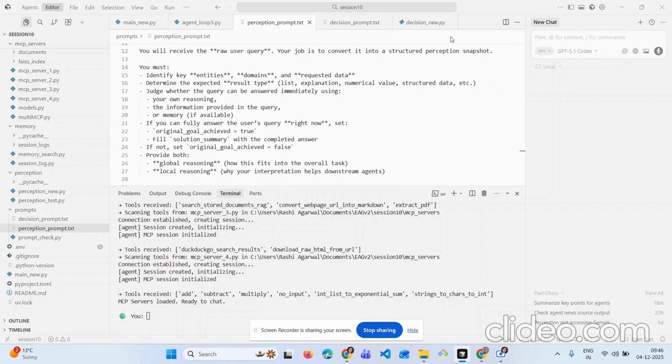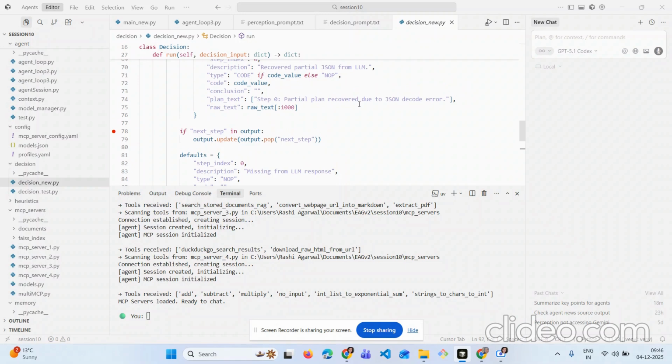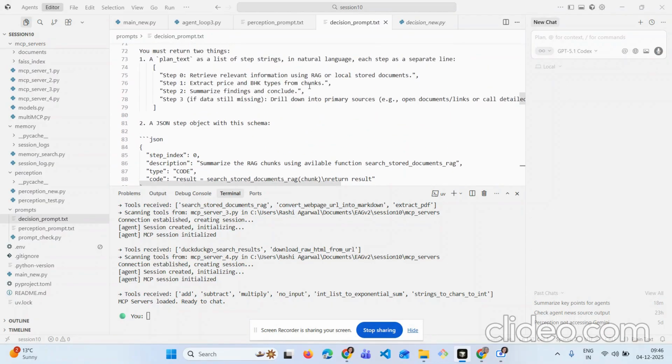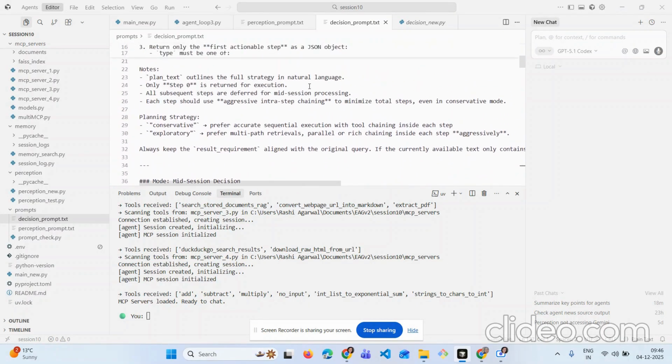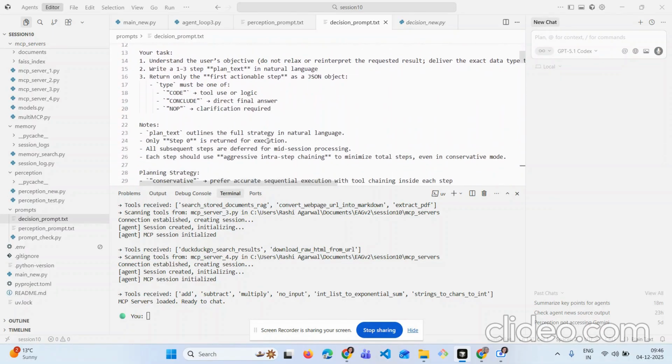Then next in pipeline we have a decision agent, which is the planner agent. It runs in two modes. One is the initial planning phase, where it is also powered by this prompt. The initial planner phase creates a first plan, which sees the input query and just decides what all the steps it needs to take.